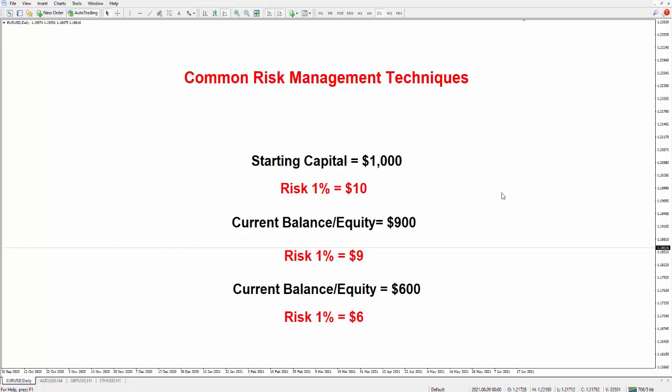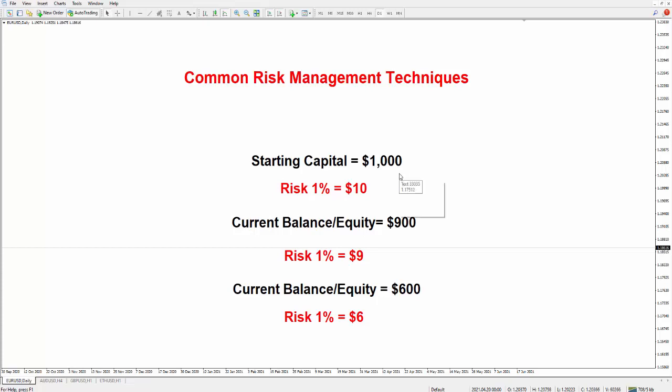You know that the market goes up and down, and sometimes you have bad weeks or months. Now, let's say you're losing 10% from your capital and your capital becomes 900. So your risk of 1% is no longer $10, now it becomes $9. And then you are facing another bad month and your capital from 1,000 becomes 600. And your risk 1% becomes a lot lower, that is $6.